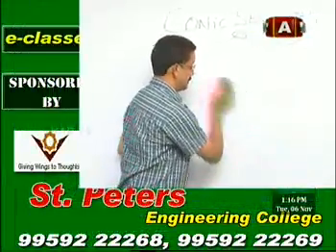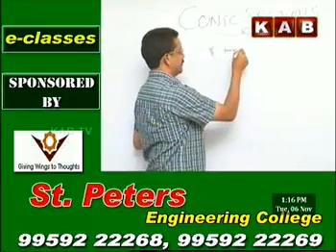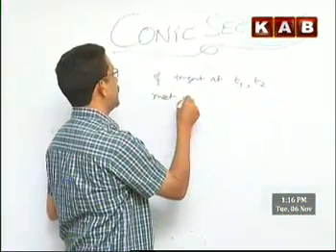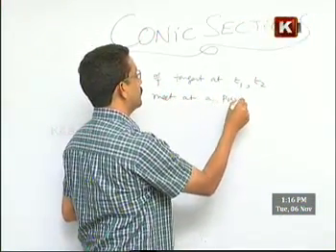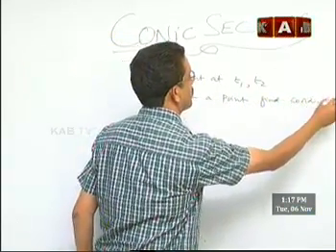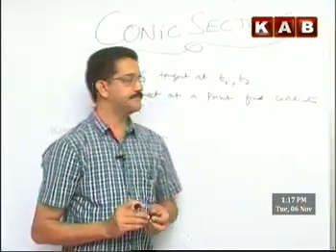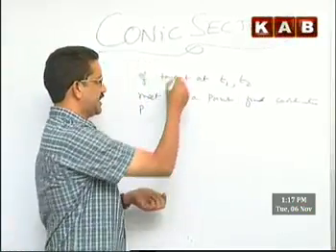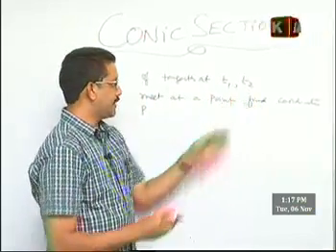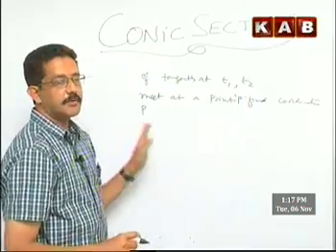Please see. Question 1. If tangents at t1, t2 meet at a point P, find the coordinates of P. Okay, this is the question. I read the question again. If tangents at t1 and t2 meet at a point P, find the coordinates of P.